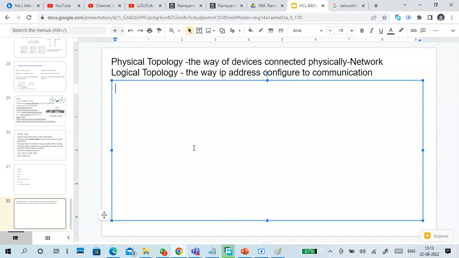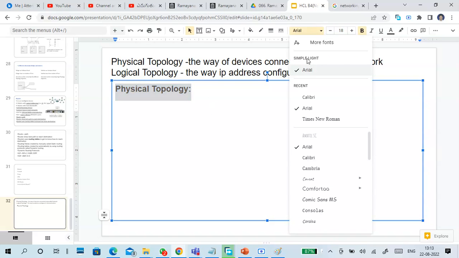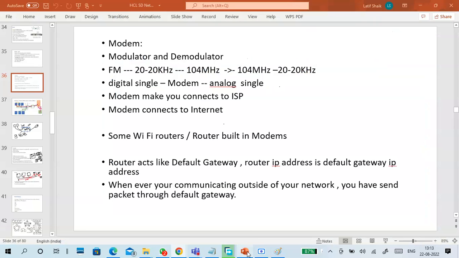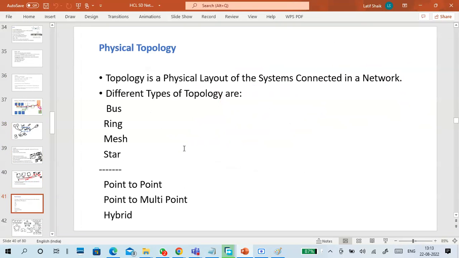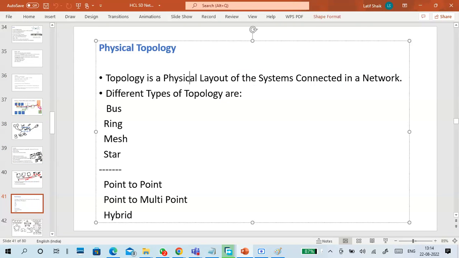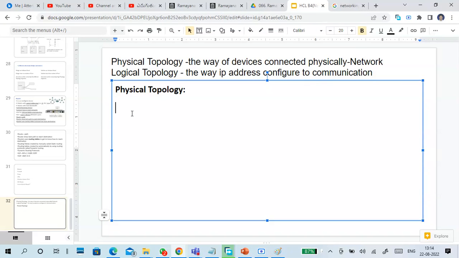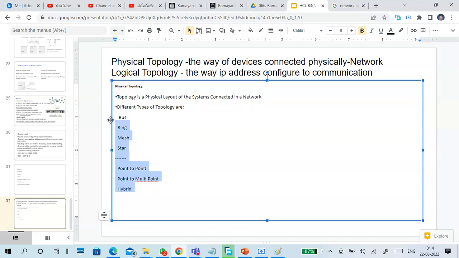So what are the physical topologies? Are you guys able to understand this networking? So many words and sentences are there. Topology is the physical layout of systems connected in the network. Here I have already written it, so it's not a big deal.